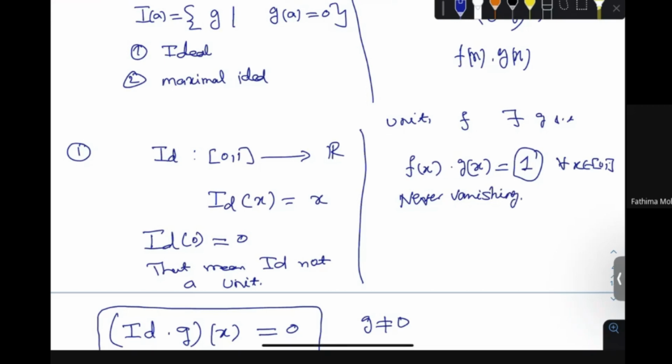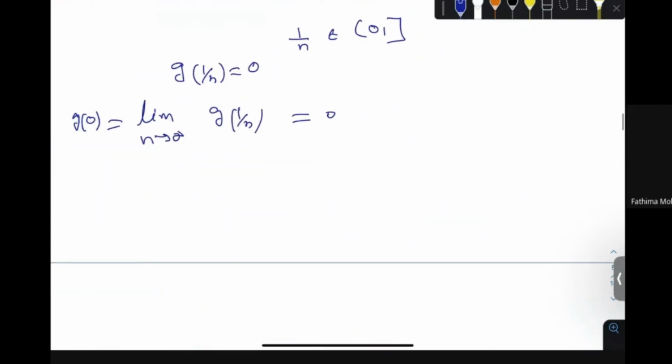Never vanishing. So the indirect criteria is: any function which never vanishes is a unit. So a function is a unit if and only if it is never vanishing. I can give a lot of functions, right? The constant function, where everything takes 1, everything takes 1 by 2, everything takes this, everything takes that.